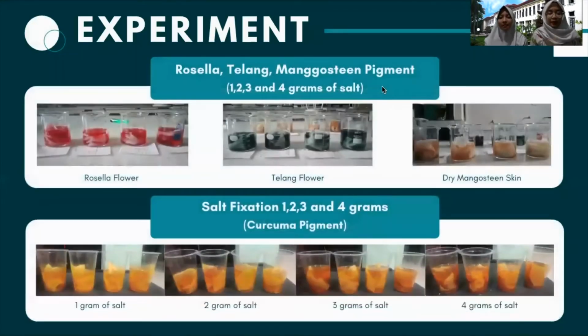This is our experiment. We do two kinds of experiment. First one is for telang flower and mangosteen pigment experiment. We use 1, 2, 3 and 4 grams of salt. And the second experiment is salt fixation in 1, 2, 3 and 4 grams of salt using curcuma pigment.